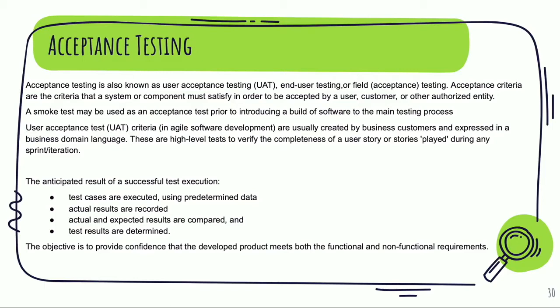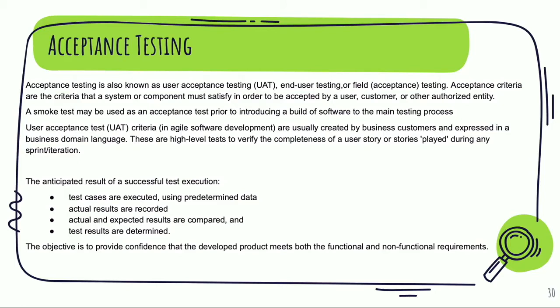User acceptance test, UAT, criteria in agile software development are usually created by business customers and expressed in a business domain language. These are high level tests to verify the completeness of a user story or stories planned during the sprint iteration. So in agile, whatever acceptance criteria have been defined during sprint planning, those acceptance criteria are treated as high level test cases.